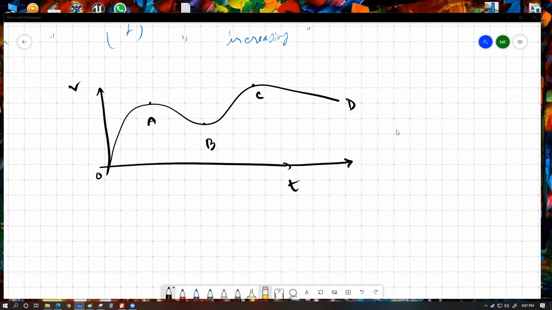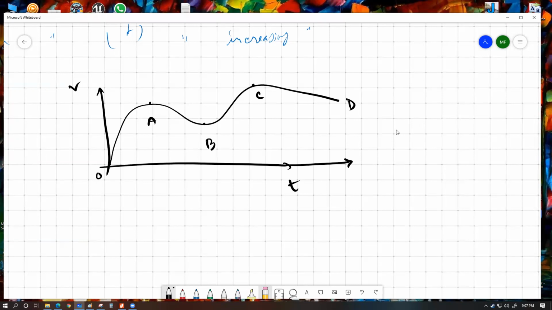Object starts at t equals 0 from 0 initial velocity. From O to A, it speeds up with decreasing acceleration. Now, why am I telling you this? Because I can see that the V is increasing. 0 is over here, A is over here. So for this segment, the speed is increasing. So the object is definitely speeding up.